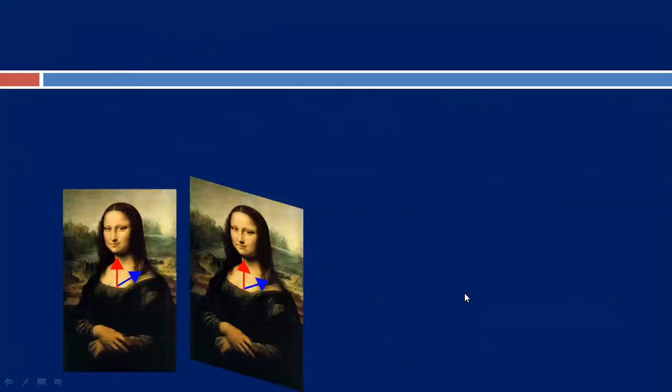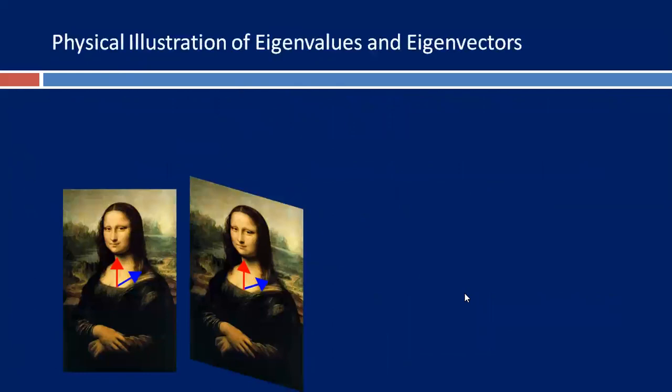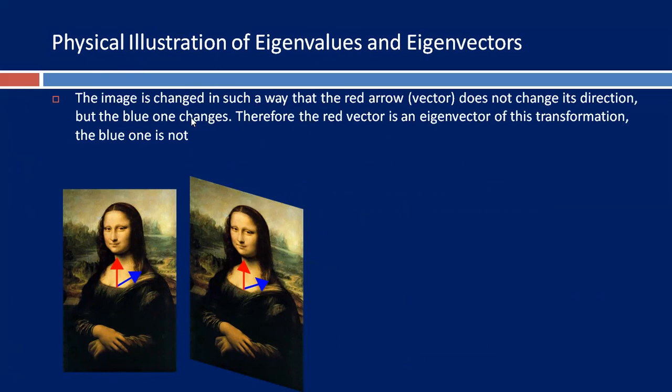So next, some more physical interpretation. What is the physical interpretation here? The image is changed in such a way that the red arrow does not change its direction, but the blue one changes. Here, you see these arrows, okay? The red arrow and the blue arrow. Therefore, the red vector is an eigenvector of this transformation.